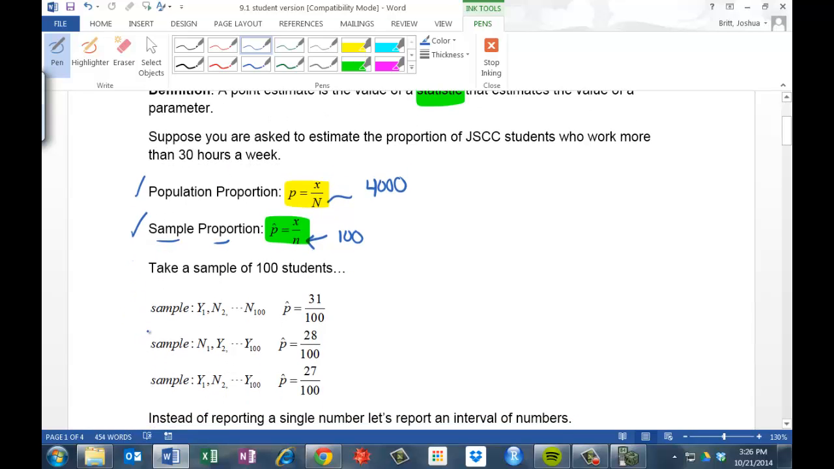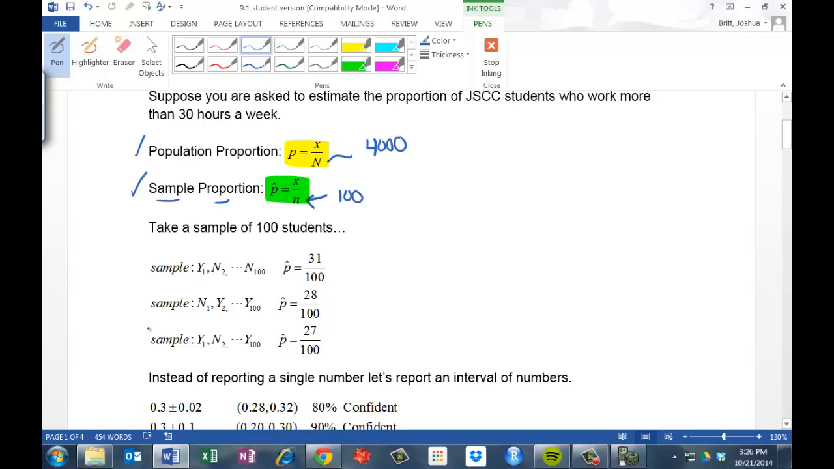Now, I actually did this. These three samples are actual samples from my class. I asked about 25 students here, we'll assume 100 here, do you work more than 30 hours per week? The first person said yes, I do. No, I don't. And then the 100th person said, no, I don't.